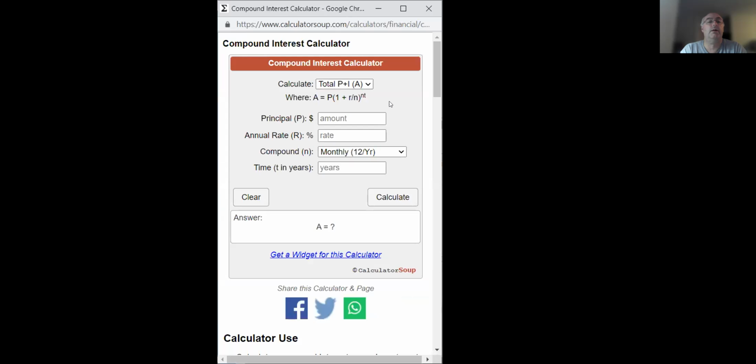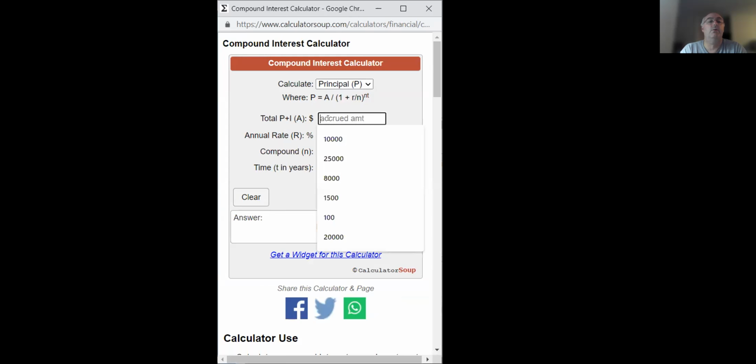So let's switch over, and there we see the pop-up box. Notice that we can calculate either the total, which is what we did before, but now we would like to calculate the principal. And notice that not only does the formula change a bit, but the headings beside each text box change. And so now, instead of putting in the principal, we put in the amount that we would like the future value of the investment to be.